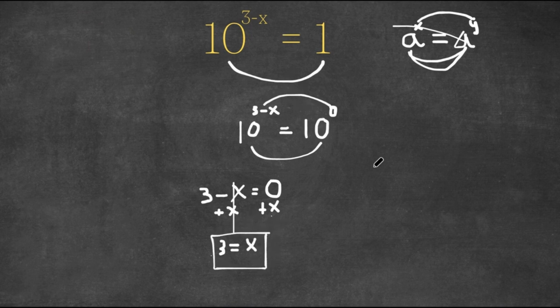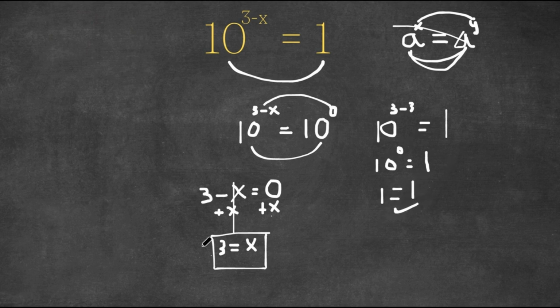Now why don't we go ahead and plug it into our equation. So this gives us 10 to the power of 3 minus 3, which is 10 to the power of 0, equals 1. And remember, anything to the power of 0 equals 1, so 10 to the power of 0 equals 1, so we have 1 equals 1, and this is right, meaning our answer of x equals 3 is right.